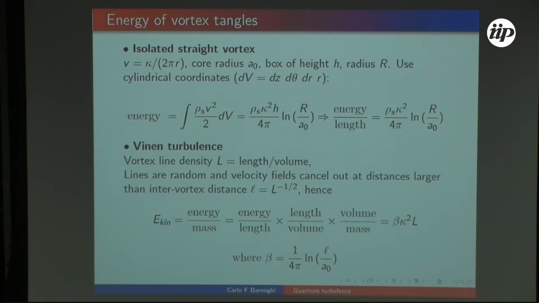So if you take a vortex line, you have a velocity field which is kappa, the quantum of circulation, divided by 2 pi r. You can think of the energy of a length of vortex line. It's easy to compute it. So you can compute the energy per unit length, which is this expression. You see it contains the square of the quantum of circulation. And in the case of Vinen turbulence, you can actually find the kinetic energy of your turbulence, the energy per mass, which we want, simply as energy per length times length per volume times volume per mass. And so we end up with this quantity.